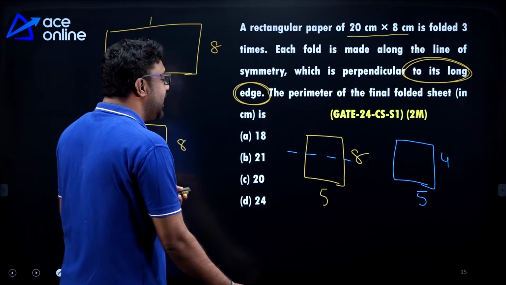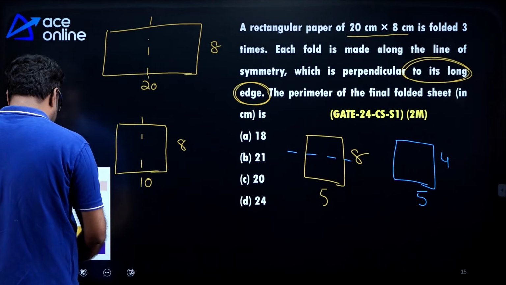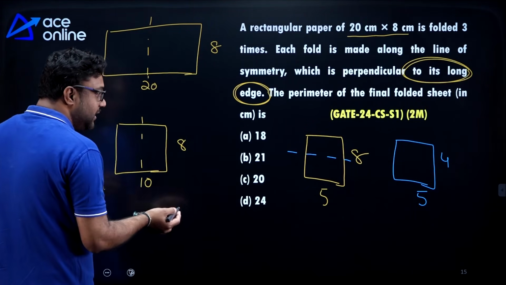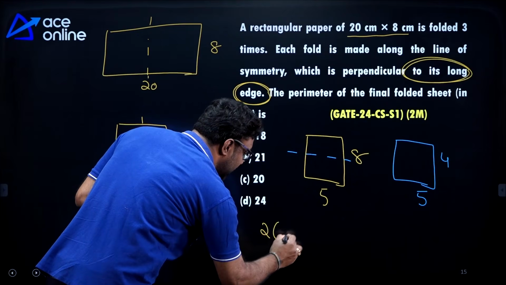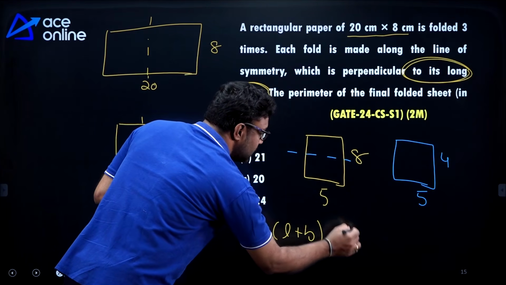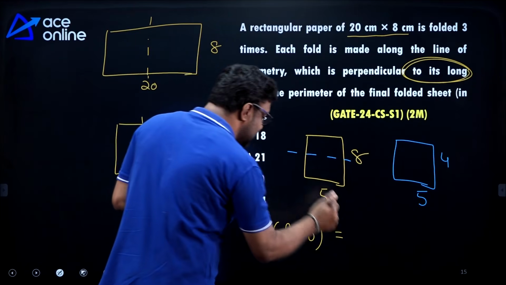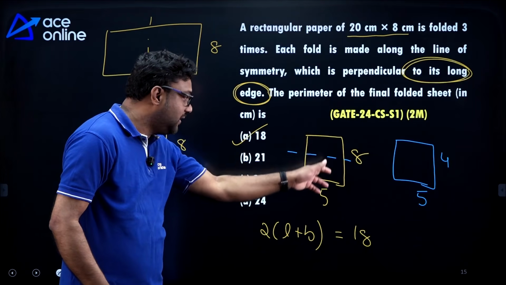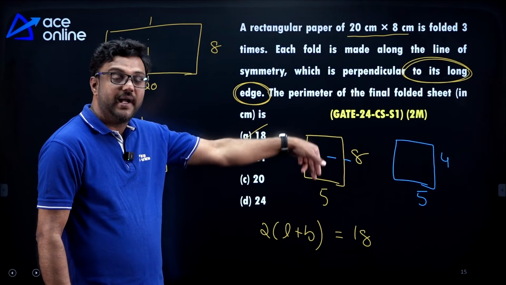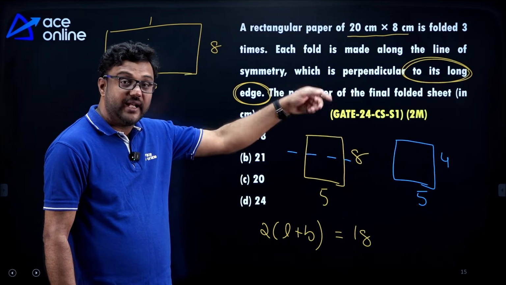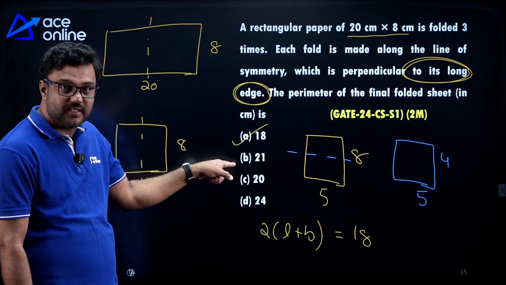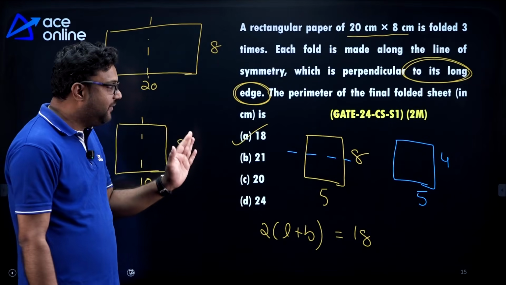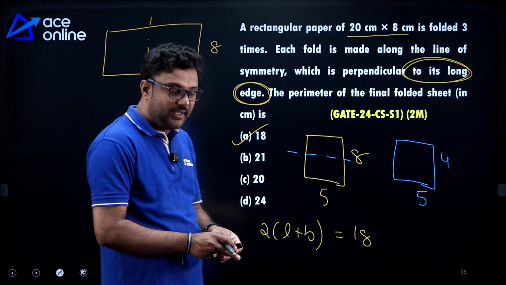Now we have to calculate the perimeter of the final shape. We did it 3 times: first time, second time, third time. Now the perimeter is 2 into (L plus B), which is 2 into 9, 18. That is the answer, so option E. In the flow, if we just divide the long edge in half again, 2.5 plus 8 is 10.5, double is 21, which is given in the options. But clearly you have to fold perpendicular to the long edge every time.